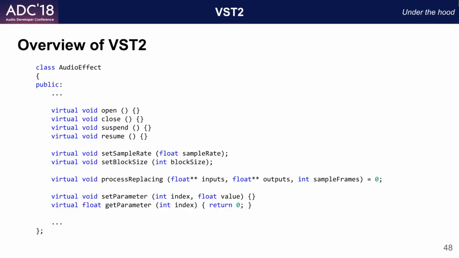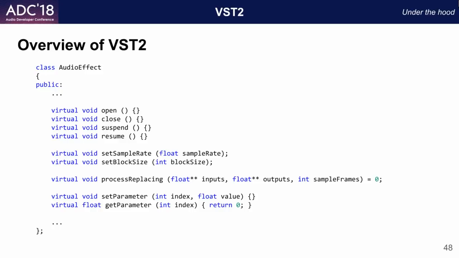So when you write VST plugins, you basically need to implement these virtual methods. I mean, there are many, many more, but these are the most important ones. You have a process replacing, set parameter, get parameter, some open close methods, sample rate, and block size. Who has written VST2s directly, not using JUCE, but actually just using the SDK? Okay, that's about a third of the room. So this is what you need to implement, right?